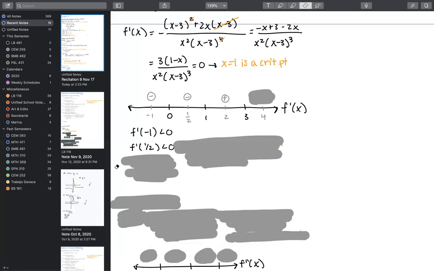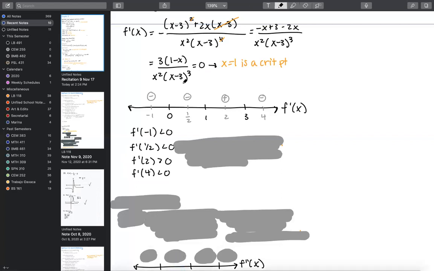We get positive for f prime of 2, and we get negative for f prime of 4. And so the one point that we want to classify here, because this here isn't a maximum just because it's changed from positive to negative, there is no function value at x equal to 3. The only candidate for an extreme point that we have is x equal to 1.